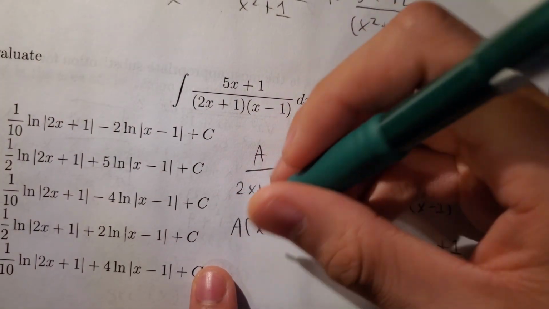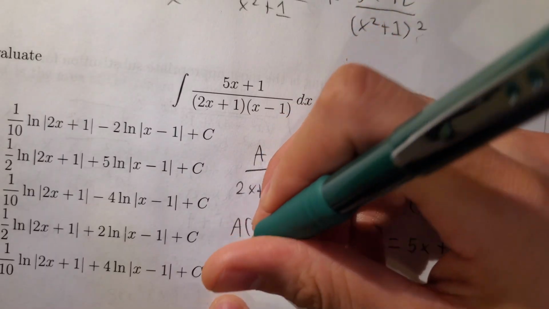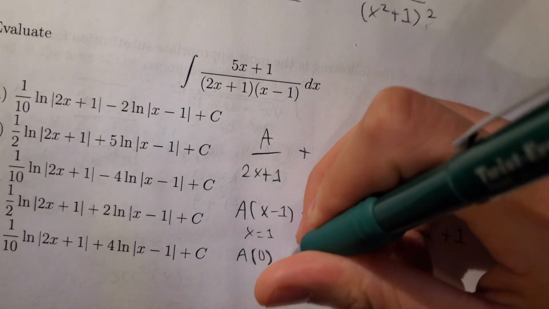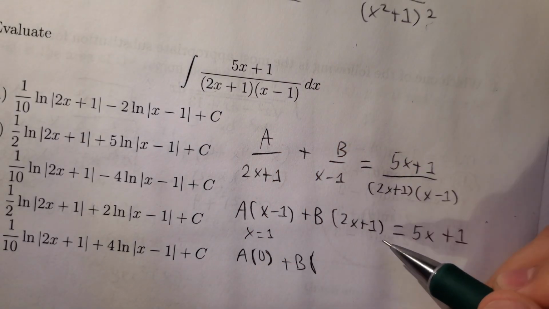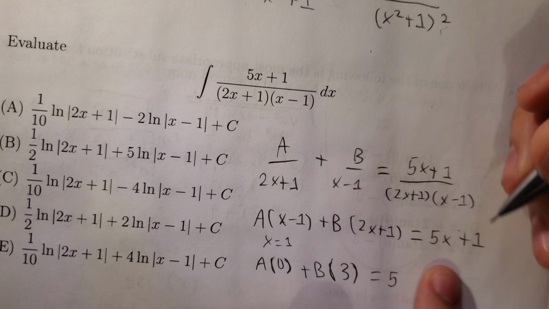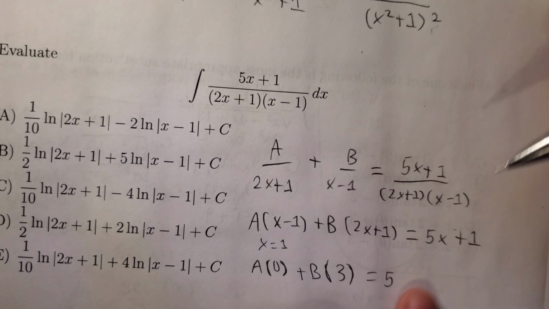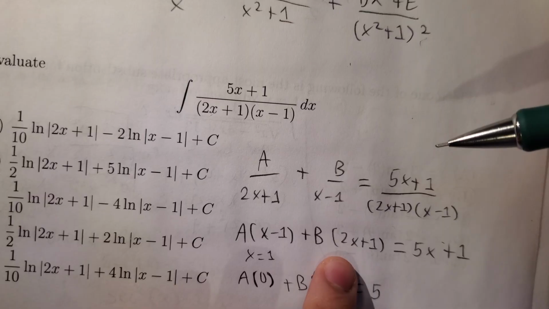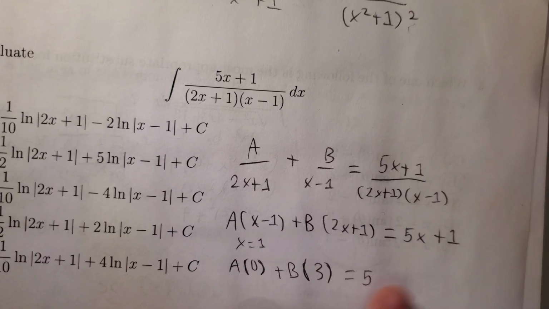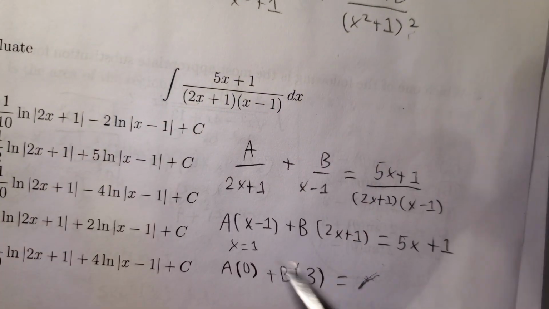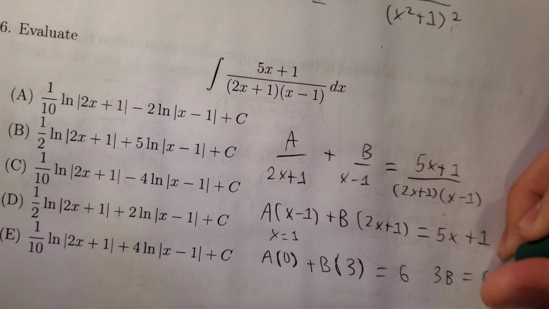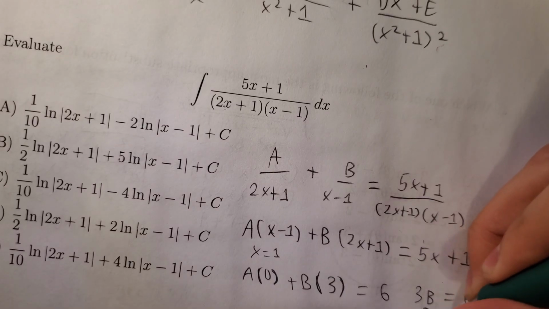So when x is equal to 1, you have a times 0 plus b times 2 times 1 is 1 plus 1, so 3, equals 5 times 1, which is 5. I made a mistake. This is supposed to be 2 times 1 is 2 plus 1 is 3. And then 5 times 1 is 5 plus 1 is 6. And so this simplifies down to 3b equals 6. And so from there, b equals 2.